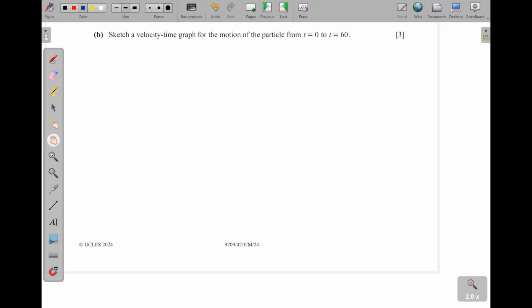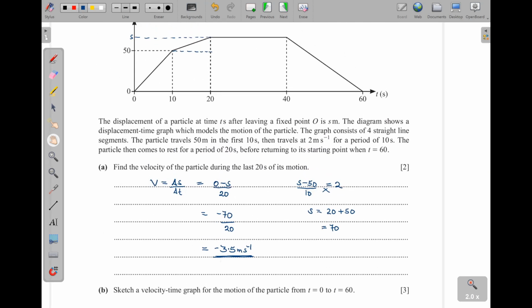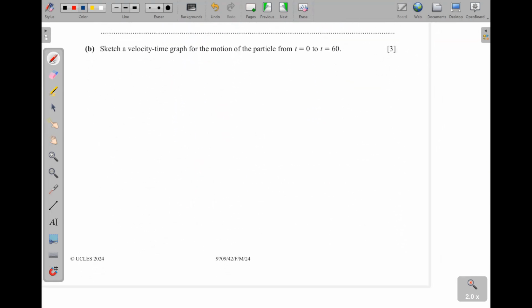Then part B, sketch a velocity time graph for the motion of the particle from t equal to 0 to t equal to 60. Now, let's look at these intervals here. From 0 to 10, the first one there. From 0 to 10, what is the velocity there? Remember, it is the gradient.